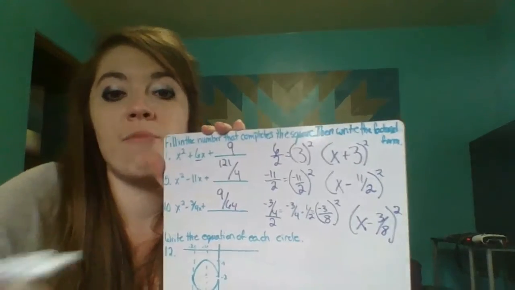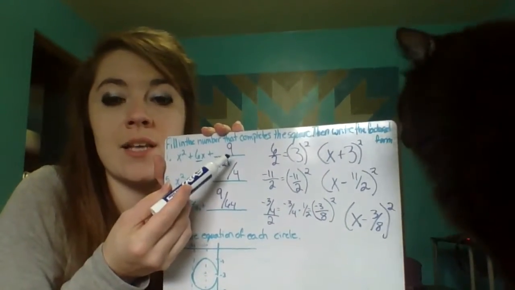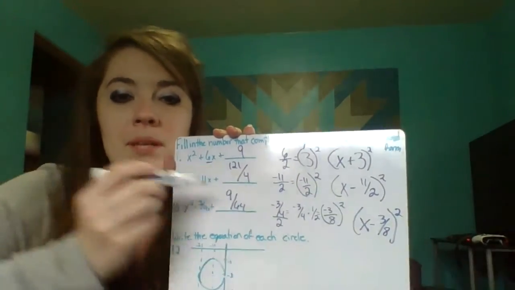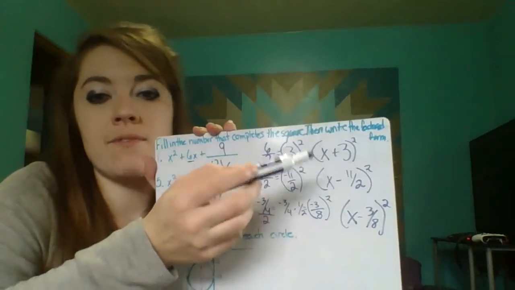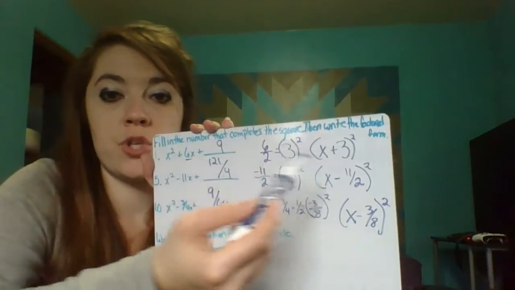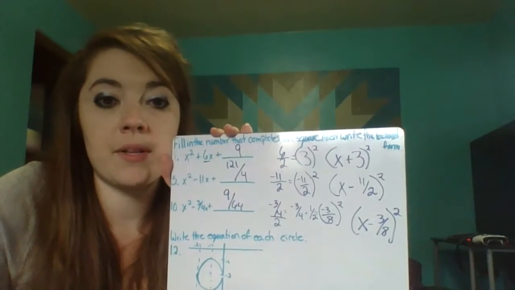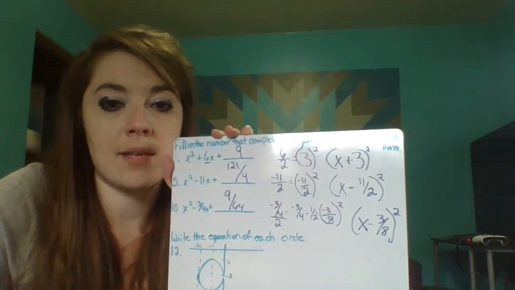And make sure you have both parts. Don't find just the number that completes the square. You also have to have the factored form. That's 2 points, so it's going to be 2 points for every single one of these problems. So make sure you have both parts because it counts.